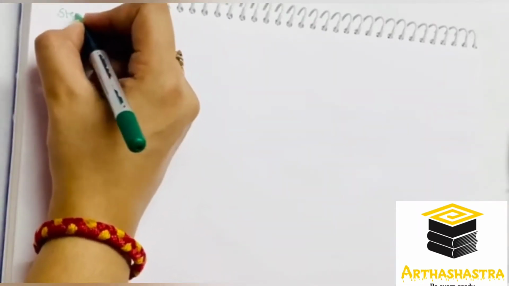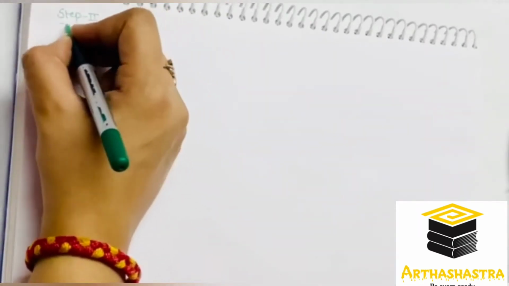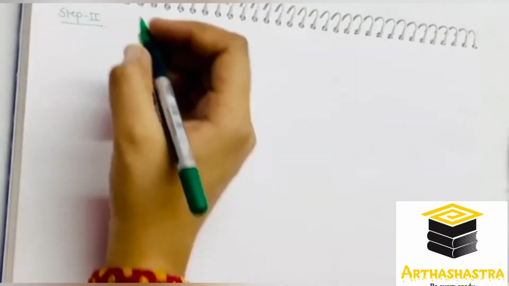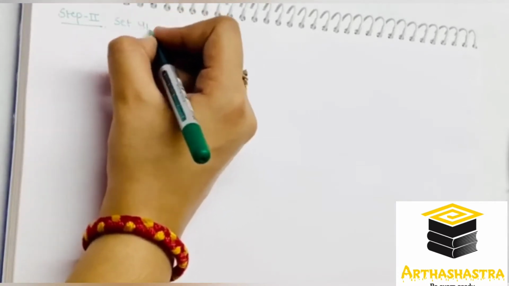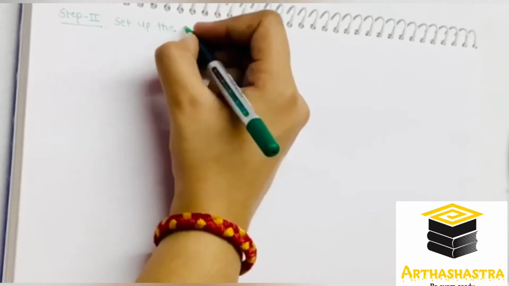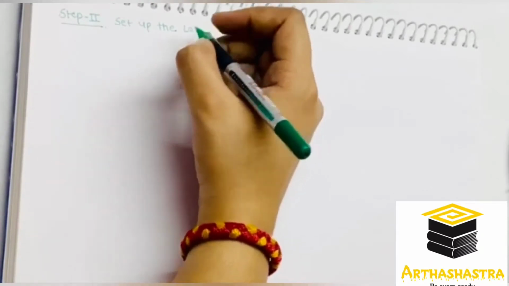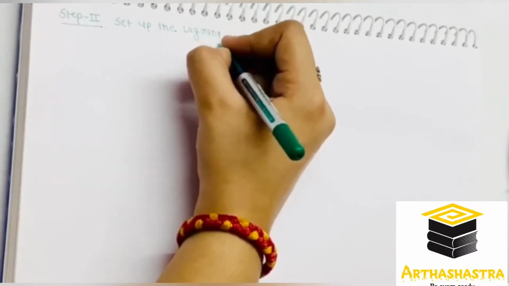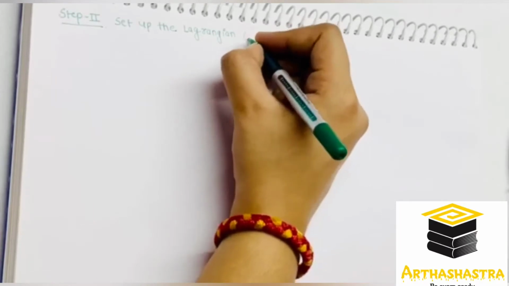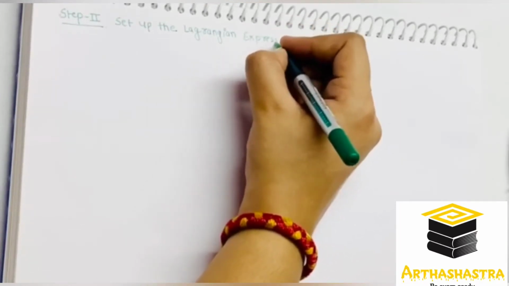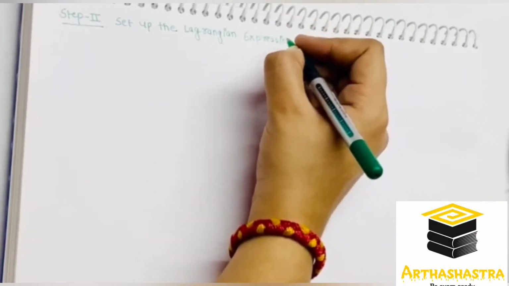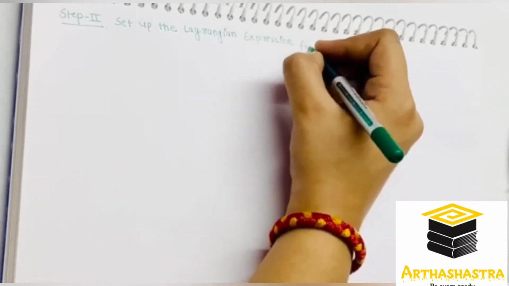So we write down our step 2. It's important in the exam to present your answer nicely, so please mention the steps. It is: set up the Lagrangian expression for the constrained UMP.